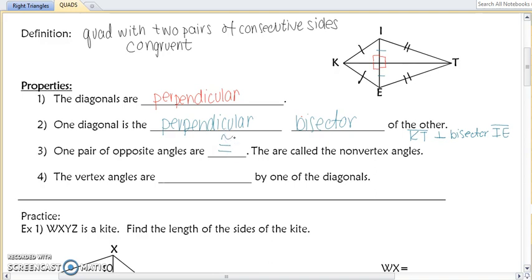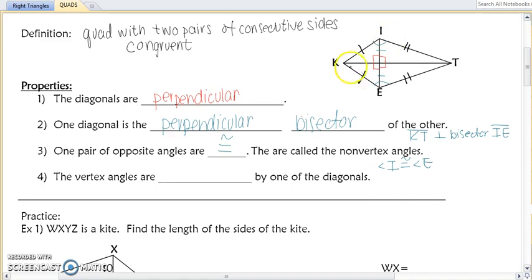In addition to that, our next property is that one pair of opposite angles are congruent. These are called the non-vertex angles. They're created by two different tick marks. So the two non-vertex angles are angle I and angle E. So all of angle I is congruent to all of angle E. Again, they're created by two different tick marks. We have one tick mark here, two tick marks here. One tick mark here, two tick marks here. Therefore, the angles created by those two lines will be congruent.